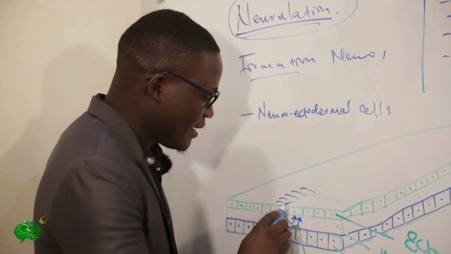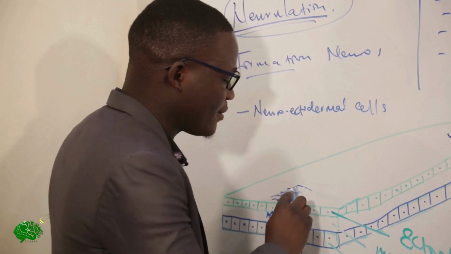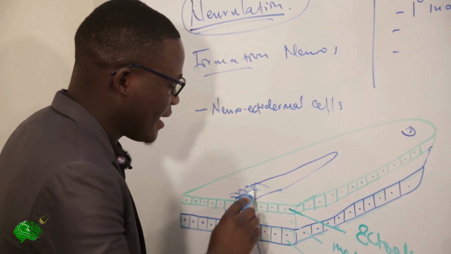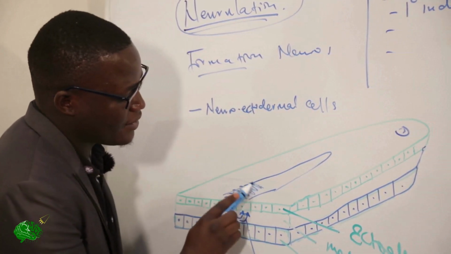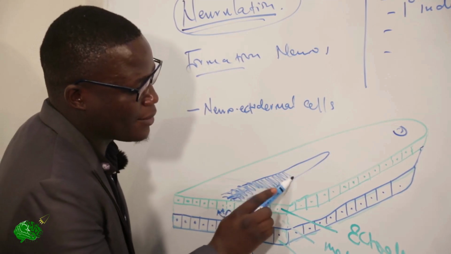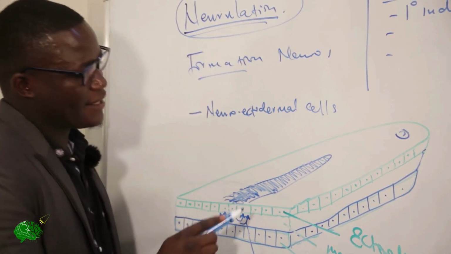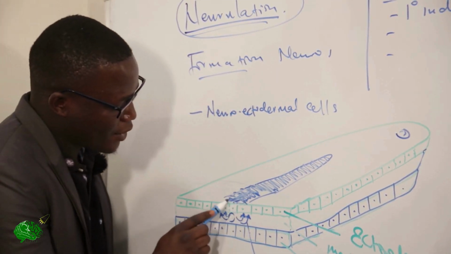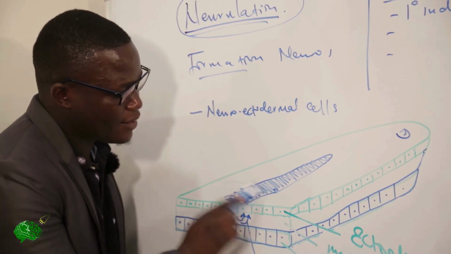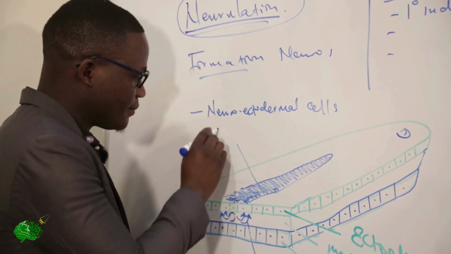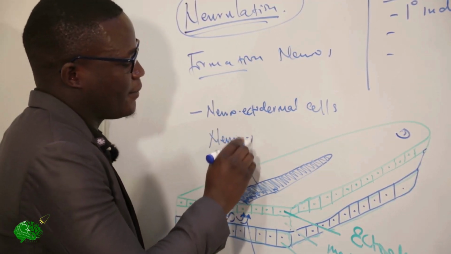They thicken in the area which is above. So this is the neuroectodermal region. These cells above begin to thicken and thicken as they proliferate. So this thick area, which is overlying the notochord, becomes what we call the neural plate.